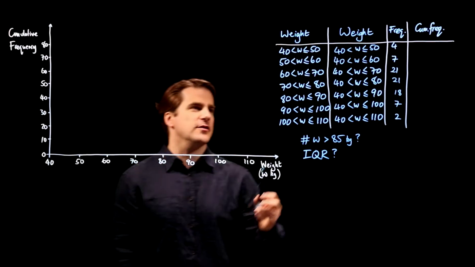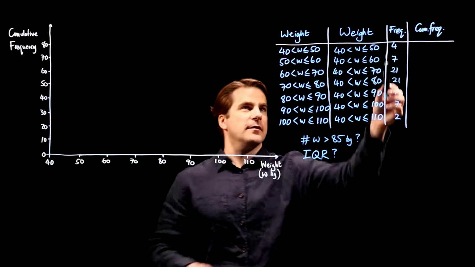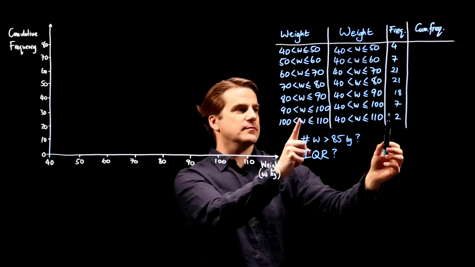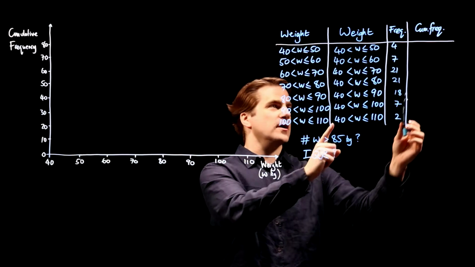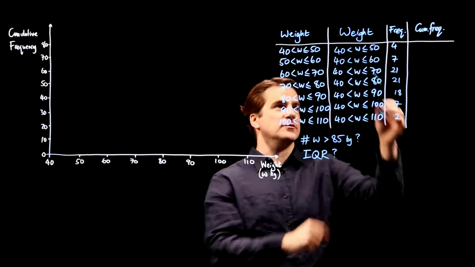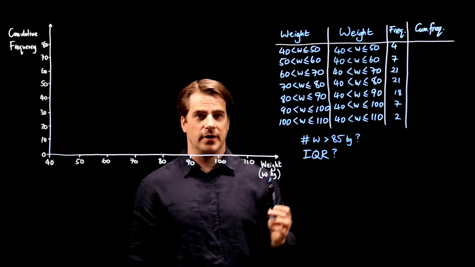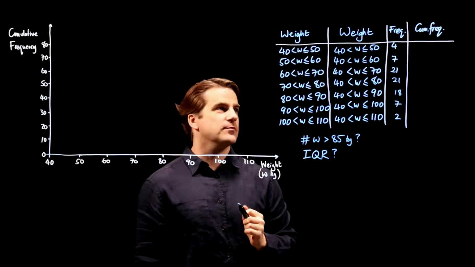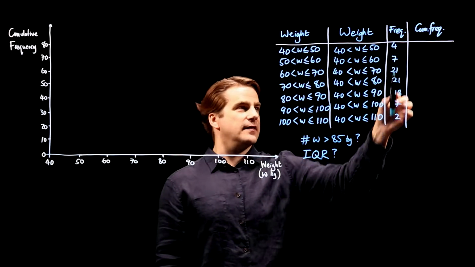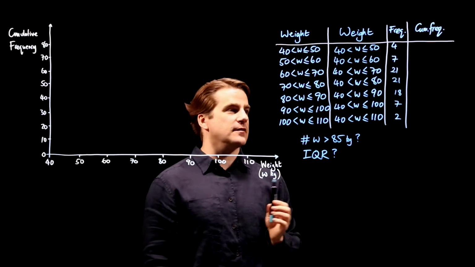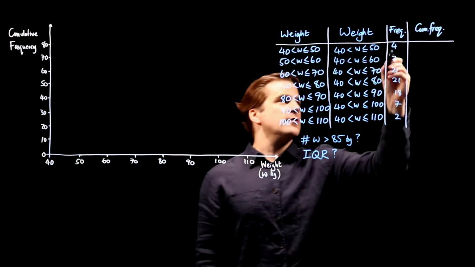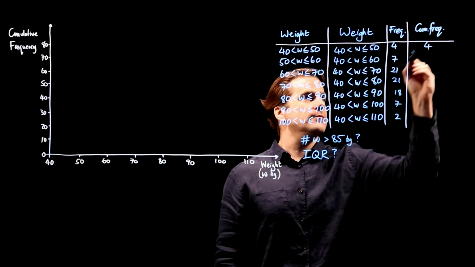Okay, the question gave us these two columns here, the weight and frequency. And we have to work out the cumulative frequency, which corresponds to this column here. So, the cumulative frequency, you just add the frequency numbers up as you work your way down. So the first one is always the same.